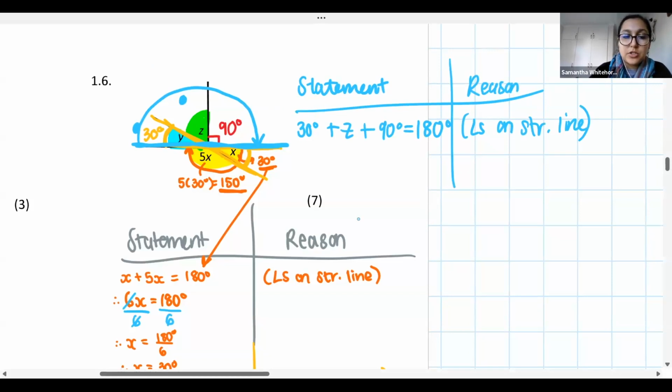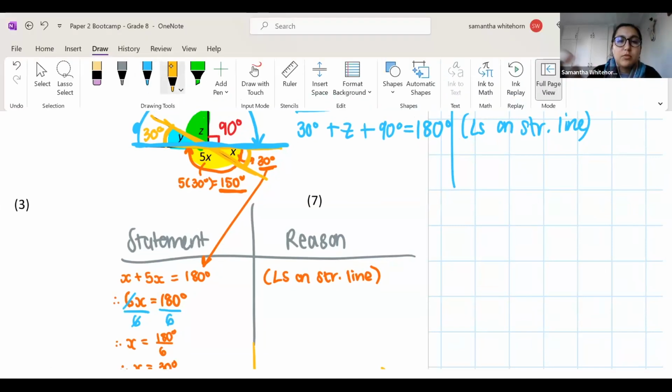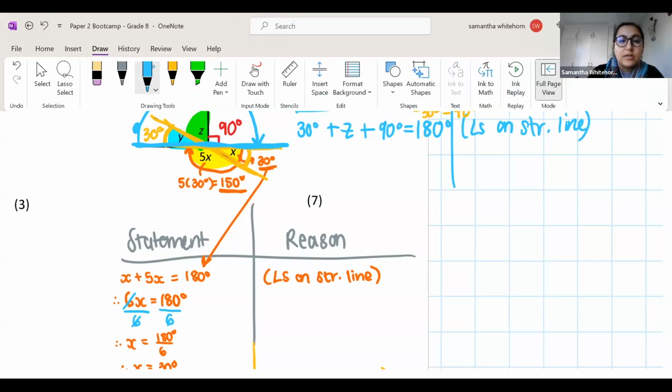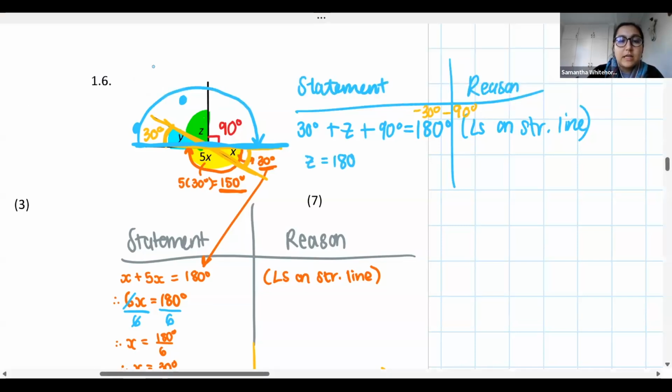Now I can start to solve for z. So remember, I don't want the 30 and the 90 on the left-hand side. I want them to move over. So I will subtract 30 and subtract 90 degrees from 180. And so z is equal to 180 minus 90 minus 30 degrees. So 180 minus 90 is 90. 90 minus 30 is 60. So this angle of z is 60 degrees.